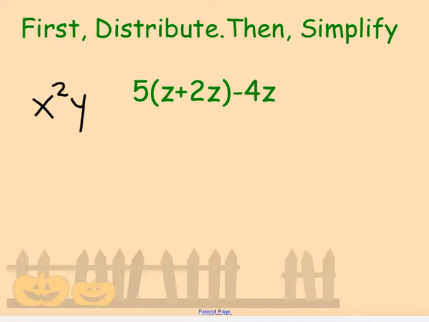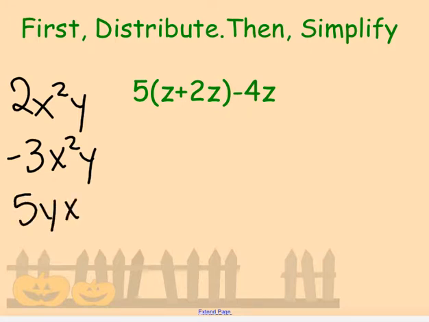For it to be a like term, I need to have exactly x and y in this term with x having an exponent of 2. It doesn't matter if we have different coefficients like 2x squared y, negative 3x squared y, or even if we have them in different order like 5yx squared. Those are all like terms.